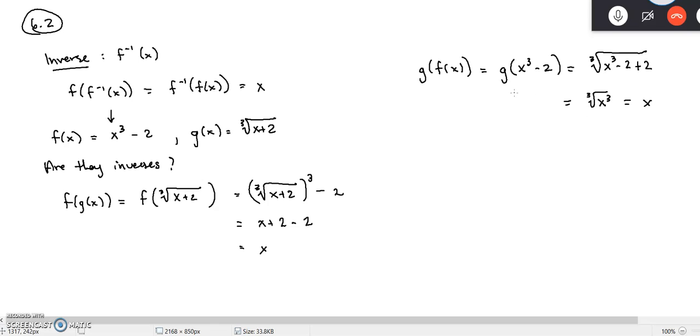Okay, so you do the composition just like we did in 6.1. Be really careful with your order of operations on simplifying, and if everything cancels out, you're left with x, then we say yes, they are inverses. Okay, moving along.